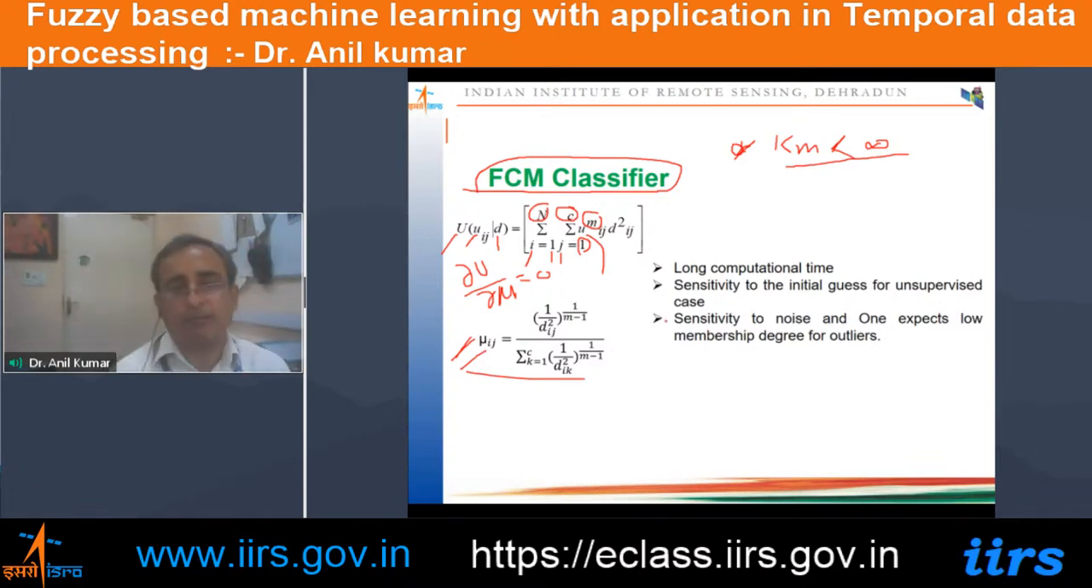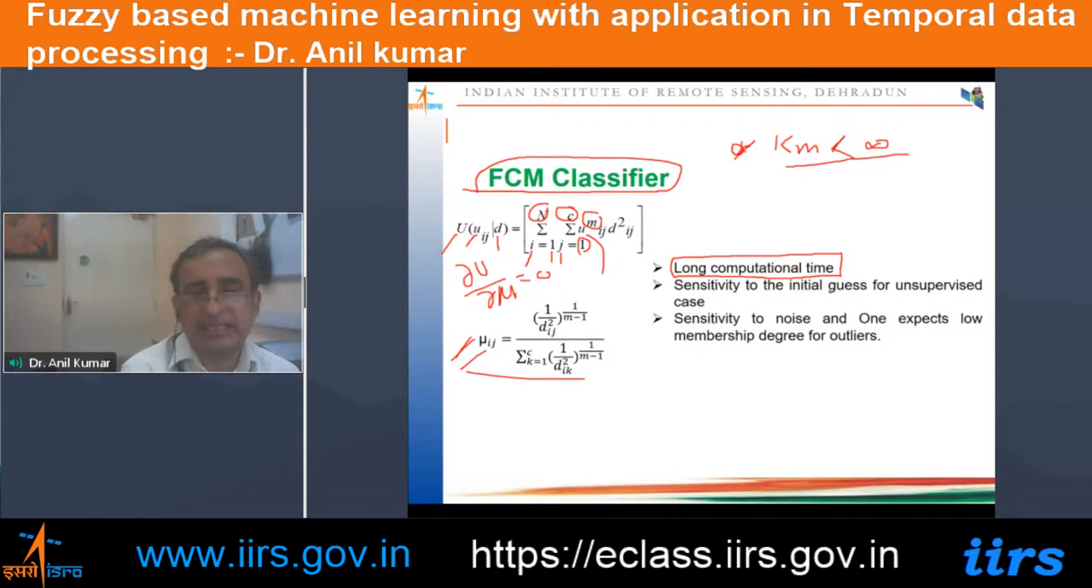A few advantages or points about FCM. It has a long computational time because it was designed initially as unsupervised, but as I told you, any algorithm can be used supervised or unsupervised. Initially this algorithm was designed unsupervised, but today you can use it supervised also. If you provide the training data, you can get the distance from the training data. You don't have to assume the mean value.